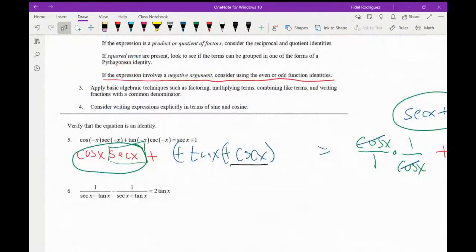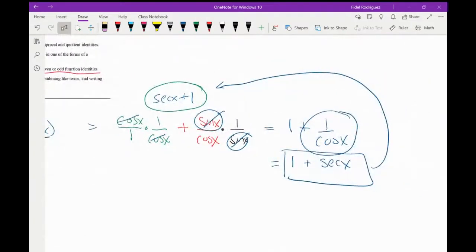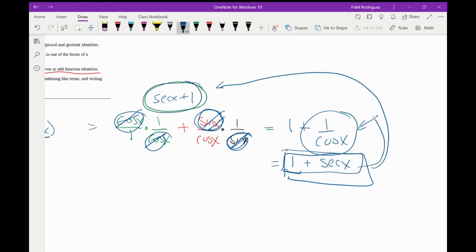I'm sorry, go ahead, John. Yes. So all we did here, John, when we came back, we said, look, this cosine and this cosine are going to cancel. That's going to leave me with a 1. This sine here and this sine here are going to cancel. That's going to leave me with a 1 over cosine, and 1 over cosine is the same thing as secant of x. And what did we have on the right side? Secant of x plus 1. Well, 1 plus secant of x is the same thing as secant of x plus 1. Does that sound good? Good, good.